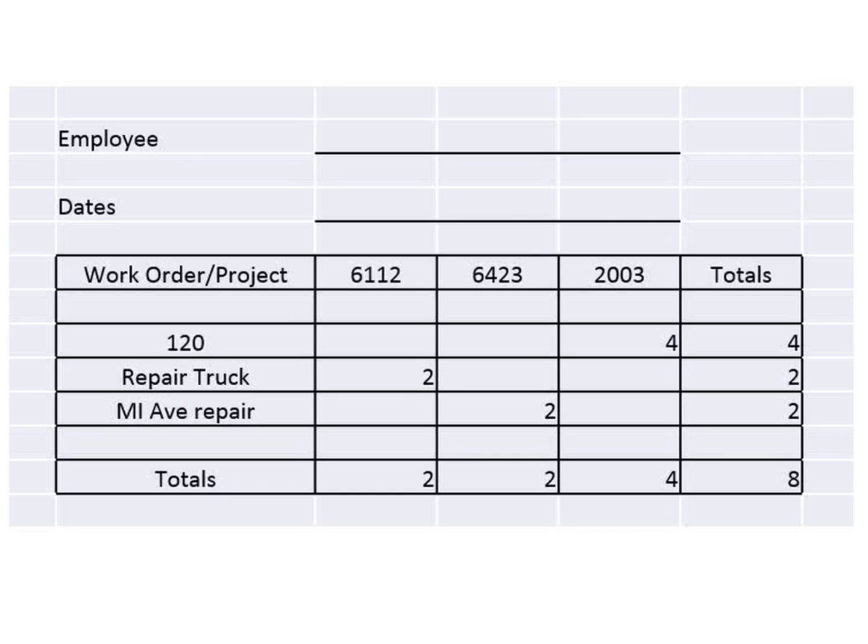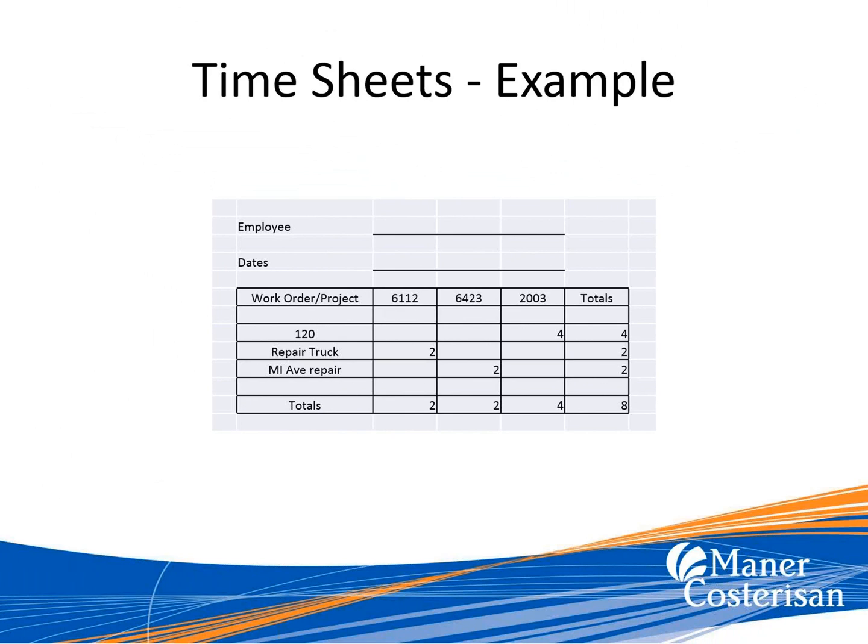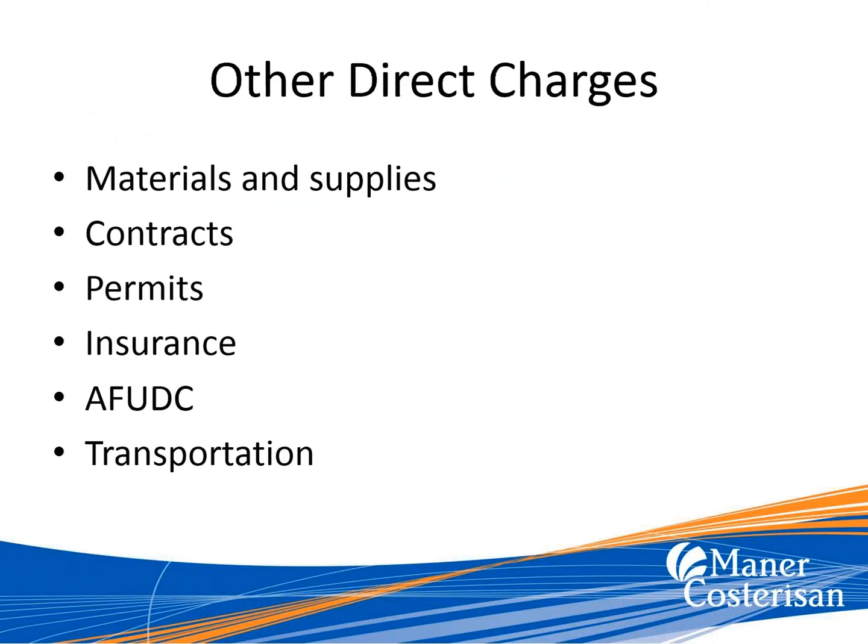So for this employee, their payroll and benefits will be allocated based on 2 hours to account 6112, 2 hours to account 6423, and 4 hours to account 2003. Although our focus today is on labor and benefits, there are other types of direct charges that typically get allocated by function, such as materials and supplies, contracts, permits, insurance, AFUDC, and transportation. This list is not all-inclusive.